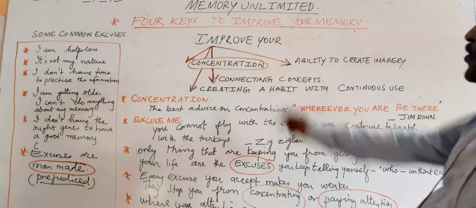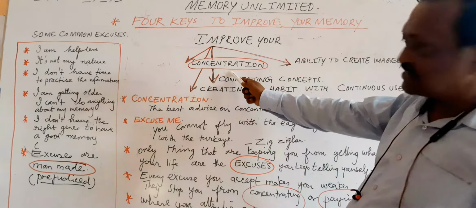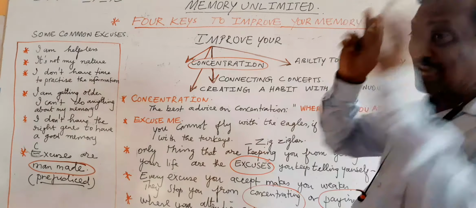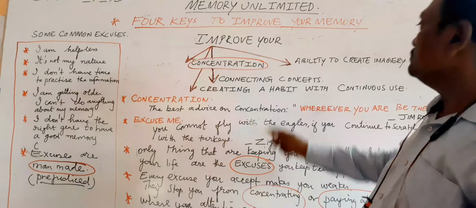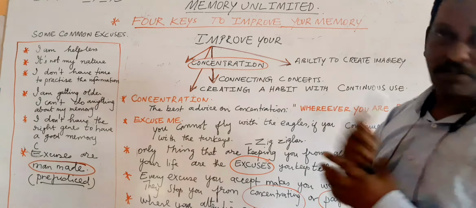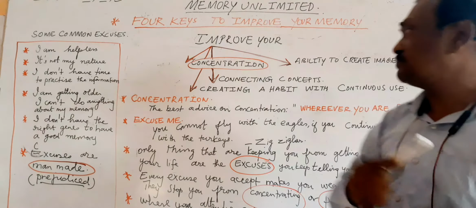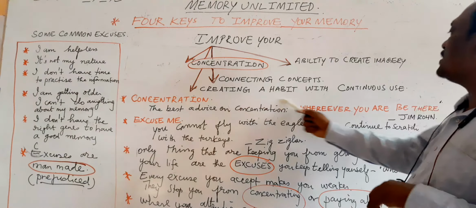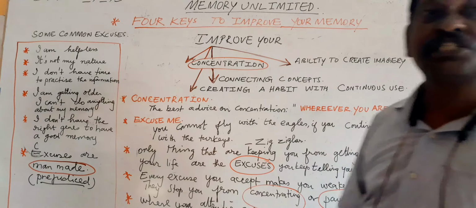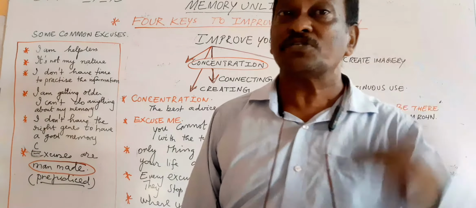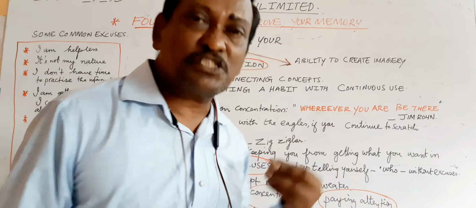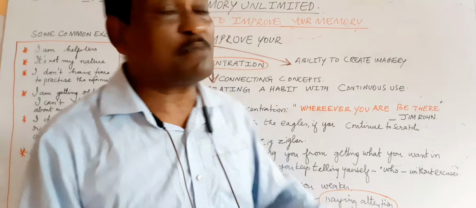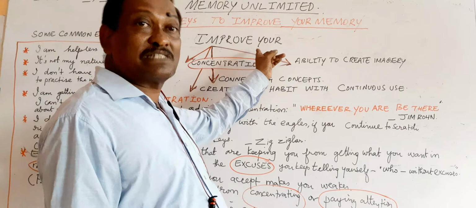So coming back to the four keys, we need concentration, that is focus. We need ability to create images, pictures. We need to connect the concepts, correlate what we learn. And we need to create a habit with continuous use, a habit. Because habits make a man. Practice makes a man perfect, but at the same time, habits also help us develop the skill of memory.